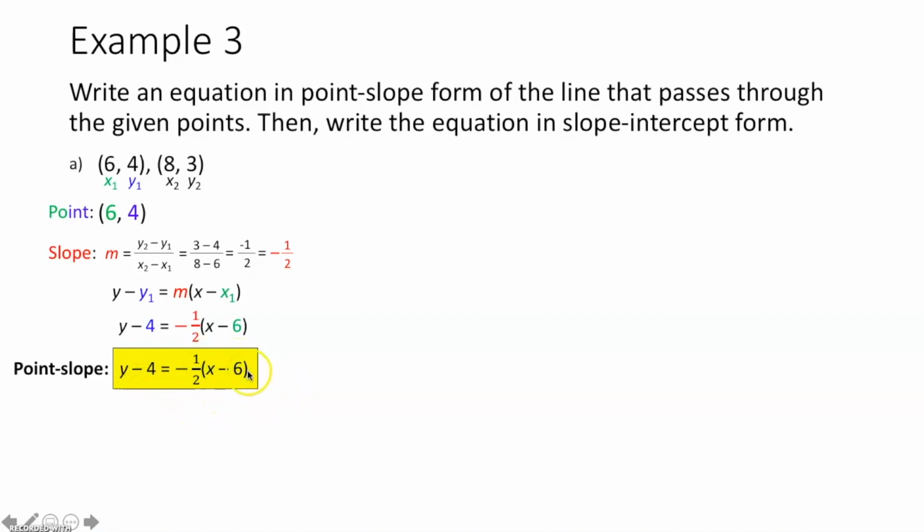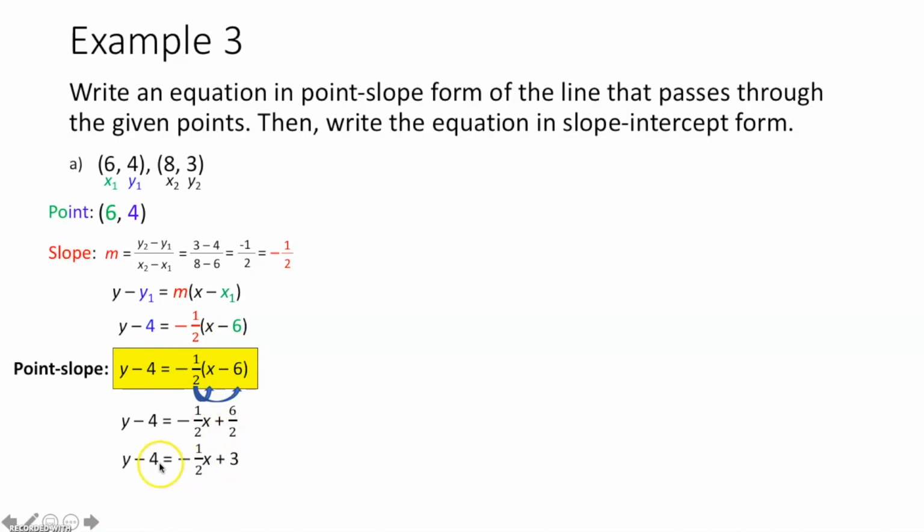But I also need to get rid of these parentheses over here. Well, how do I do that? Let's distribute this slope. Let's distribute this negative 1/2. So what's negative 1/2 times x? That's negative 1/2 x. What's negative 1/2 times negative 6? Well, negative 6 is the same thing as negative 6 over 1. So we multiply the numerators together and denominators together, and you get positive 6 over 2, which simplifies to 3.